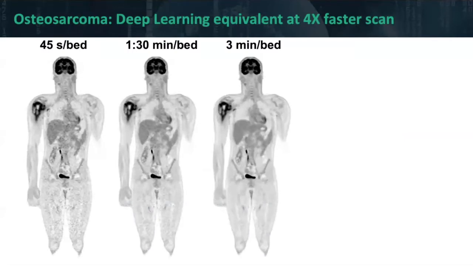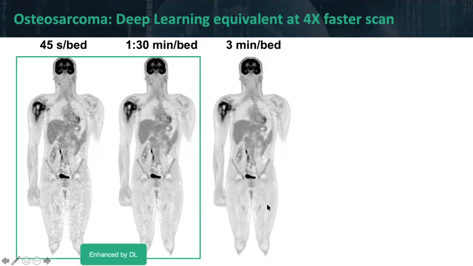As I mentioned, instead of just reducing dose, you can go faster. This is a young person, a teenager with osteosarcoma. This is the lesion here in the shoulder. And you can see here, as I reduce the amount of time per bed, the images get more and more noisy, as you would expect. This is the gold standard on the right. And you can see again, applying deep learning to these allows you to restore a lot of the image quality and provide a better image for the nuclear medicine physicians to read.